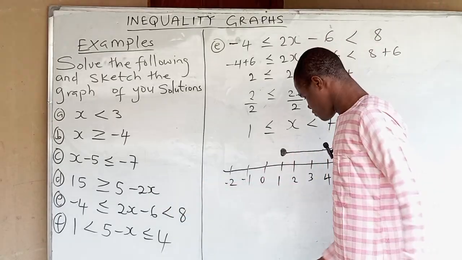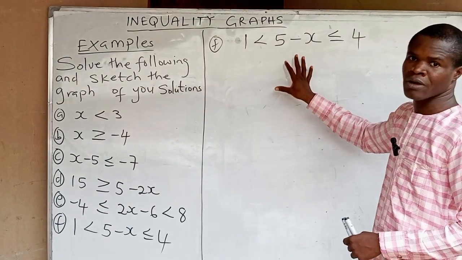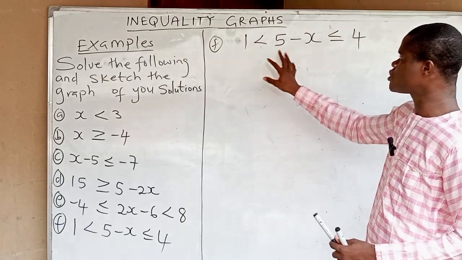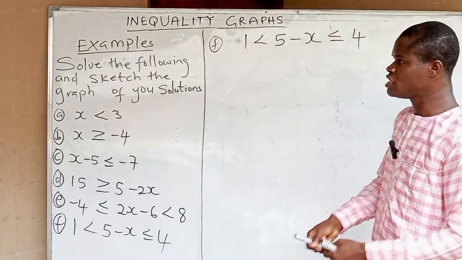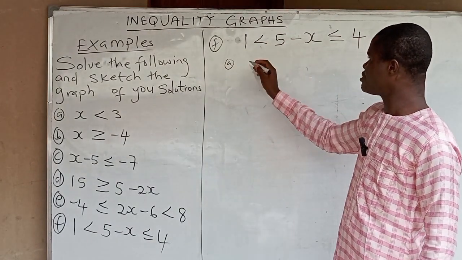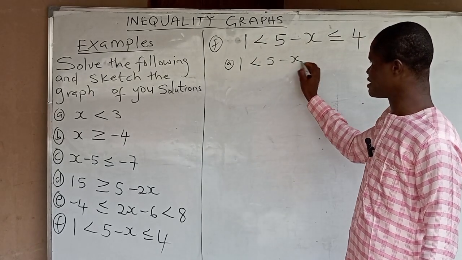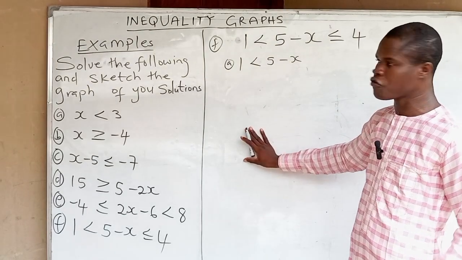So question F. I'm going to be using the second method I told you about to solve question number F. In this second method, I'm going to split this question into 2 different questions. A, I will have it as 1 is less than 5 minus x. So I'm going to solve this first of all.